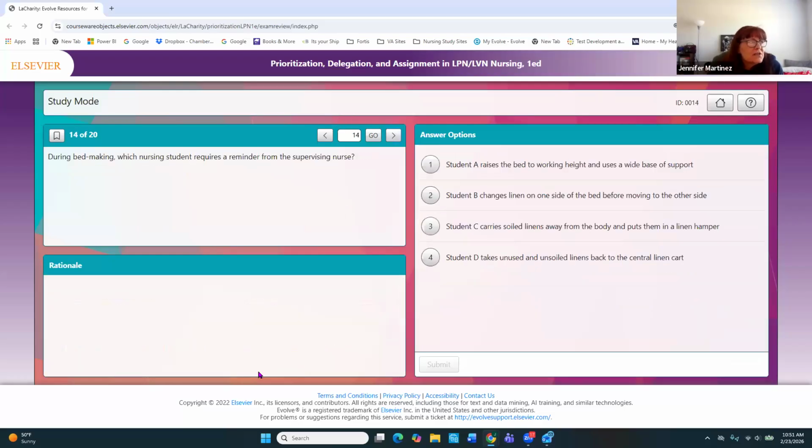All right. During bed making, which nursing student requires a reminder from the supervising nurse? One, student A raises the bed to working height and uses a wide base of support. Two, student B changes linens on one side of the bed before moving to the other side. Three, student C carries soiled linens away from the body and puts them in a linen hamper. And four, student D takes unused and unsoiled linens back to the central linen cart. Which of those requires a reminder from the supervising nurse?